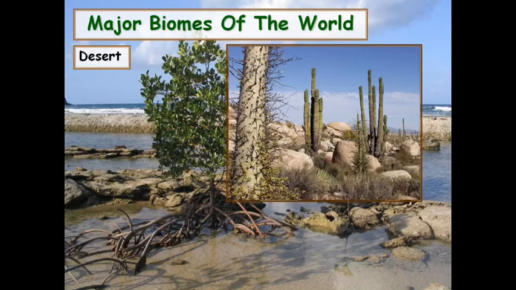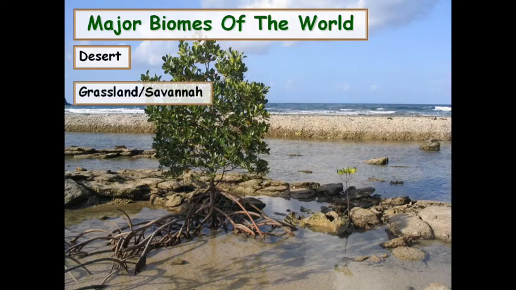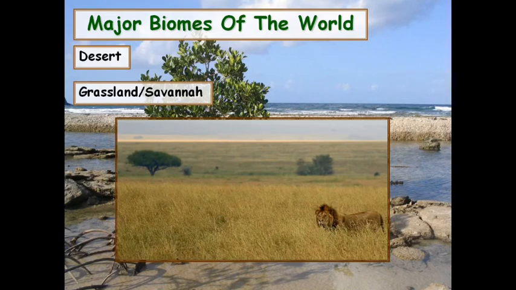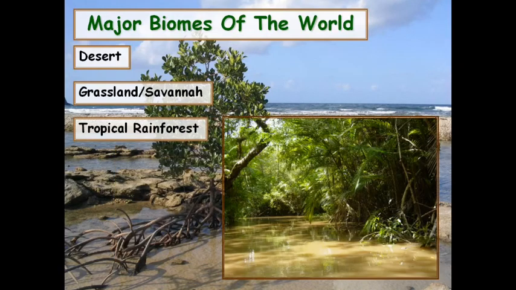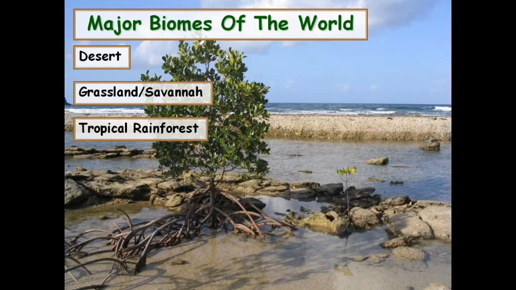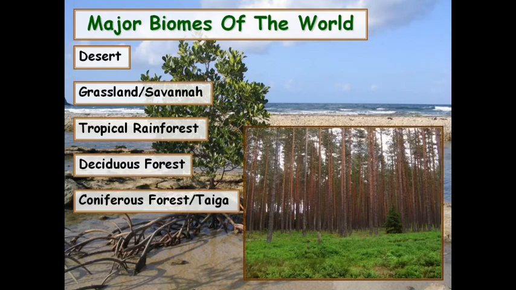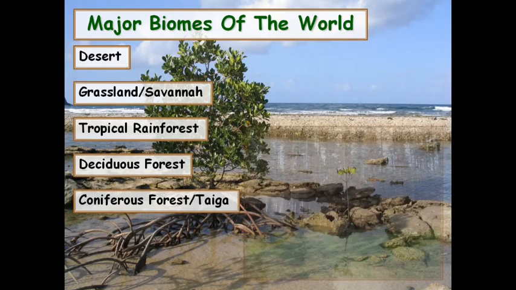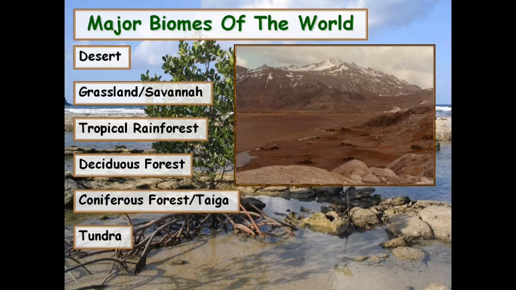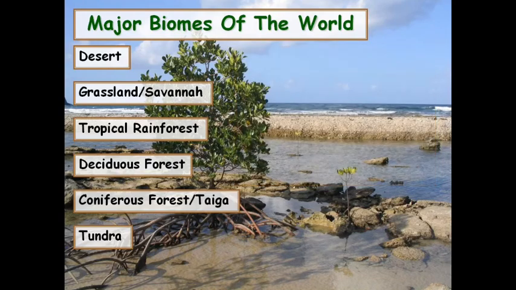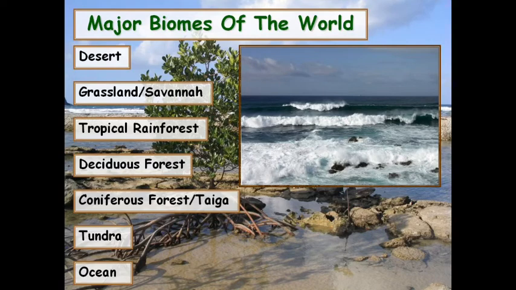First one, desert. Definitely a good biome. Has a specific amount of rainfall or precipitation and has definite plants that are specific to that area. Grasslands, savannas, tropical rainforest, deciduous forest, coniferous forest, the tundra, and last but not least, the ocean. So these are the major biomes that we're going to be covering in class.